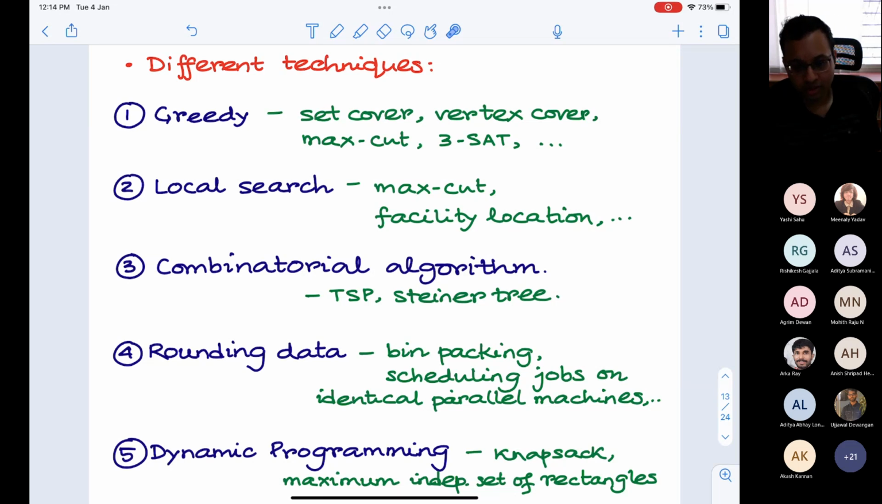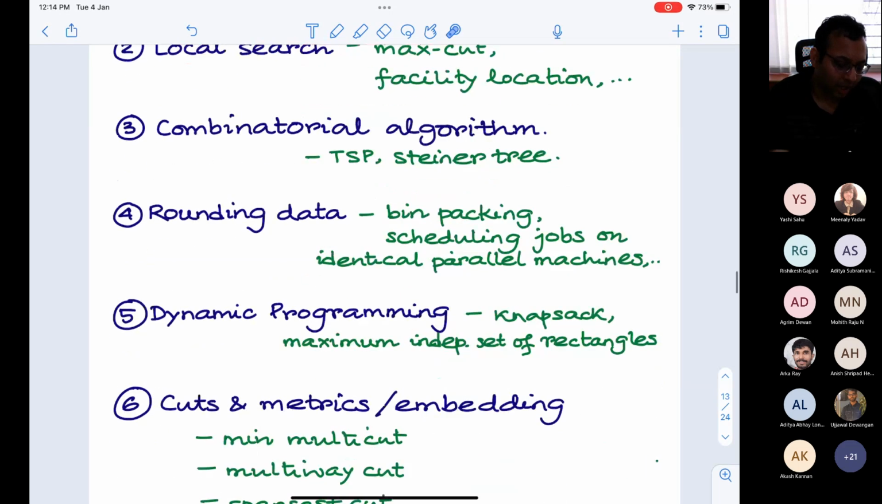Then there is local search, then combinatorial algorithms, which will be based on some other properties. Then we'll use something called rounding of data. So you have some data and there are too many different types of data which is difficult to handle. So you do something called rounding where you replace the original input by some other, modified input, which has a smaller number of types, and that will help us to solve the problem. So these are some of the techniques that we learn.